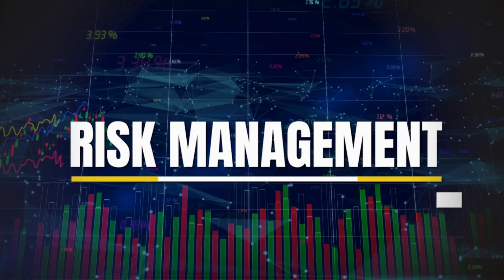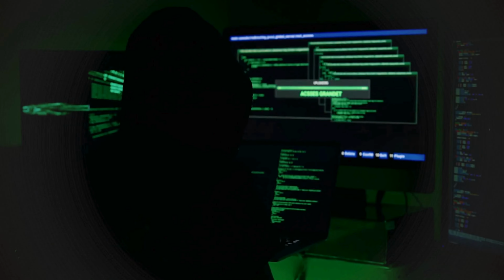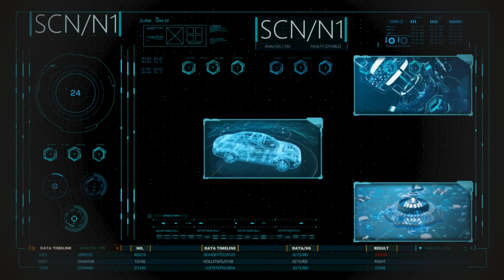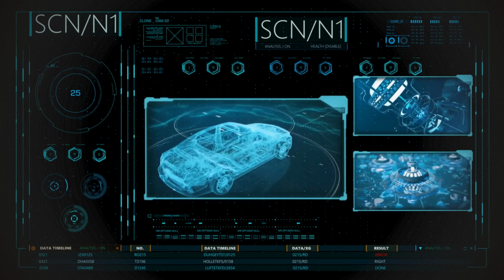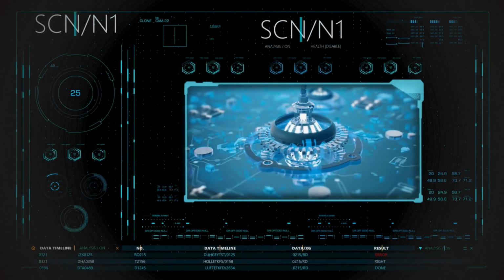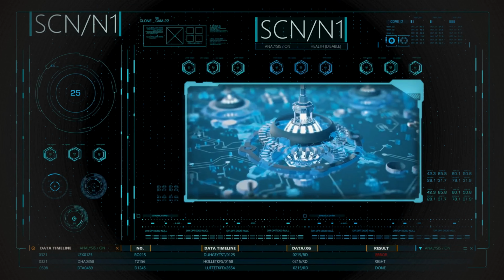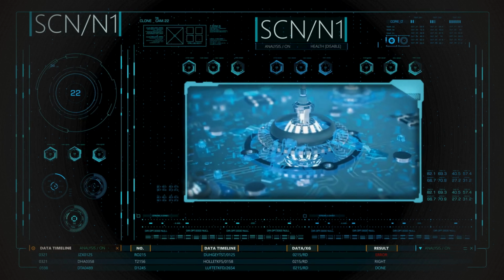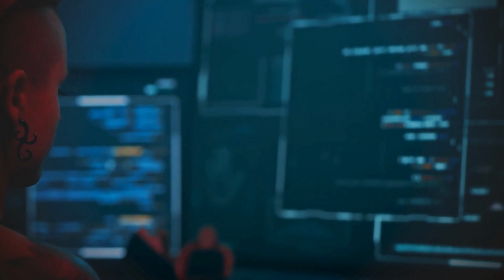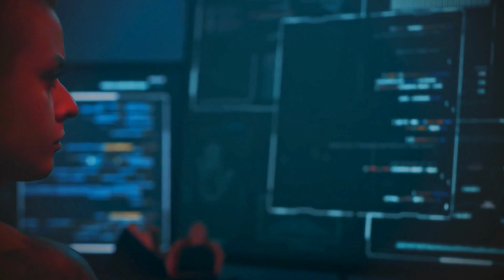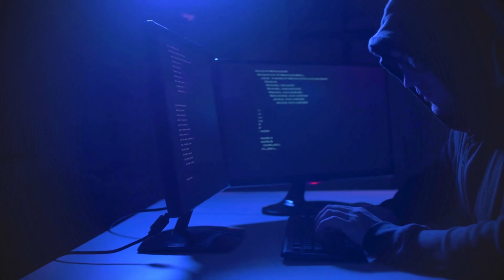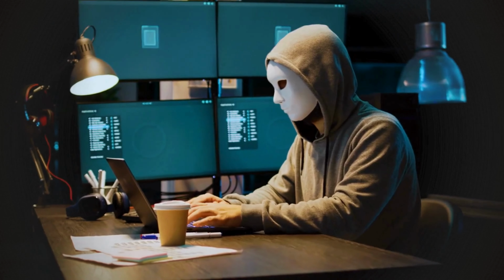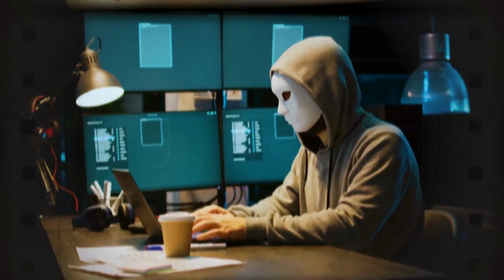Number 9. Risk management. Risk management involves identifying, assessing, and mitigating potential risks to information and systems. This includes conducting risk assessments to understand vulnerabilities and threats, implementing controls to mitigate identified risks, and continuously monitoring and reviewing these controls to adapt to evolving threats. Effective risk management helps prioritize security efforts and allocate resources where they are most needed.